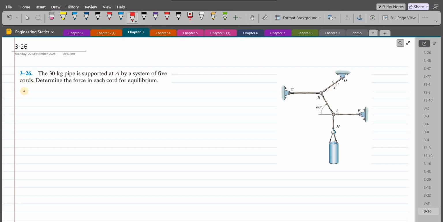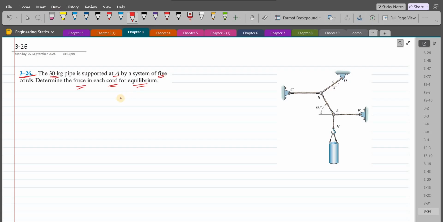In this video, we will solve problem 3-26 from R.C. Hibbeler Engineering Statics, 14th edition. According to this problem, the 30 kilogram pipe is supported at A by a system of 5 cords. We have to determine the force in each cord for equilibrium.